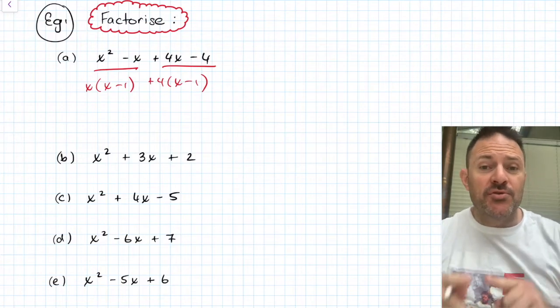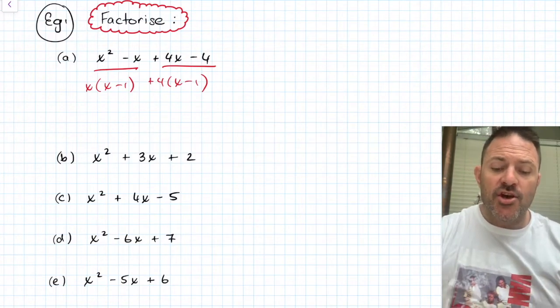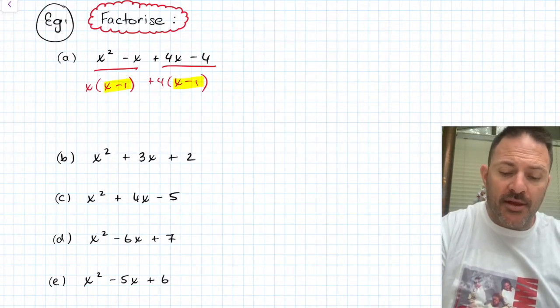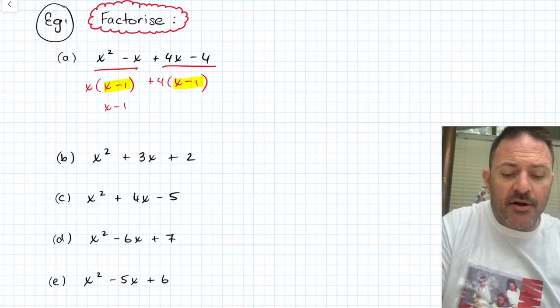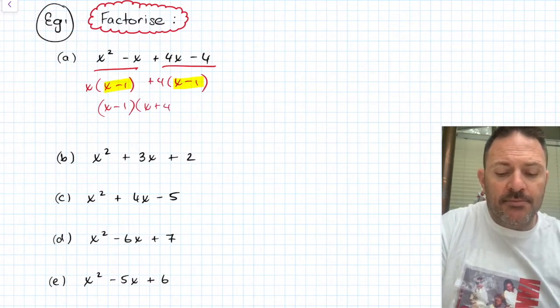Now remember, if you do it correctly, and this is a proper factorization for quadratics, you know that those brackets should be identical, and they certainly are. Okay, and then all I'm going to put is, I'm going to factorize the brackets out, and I'm left with the x plus 4.